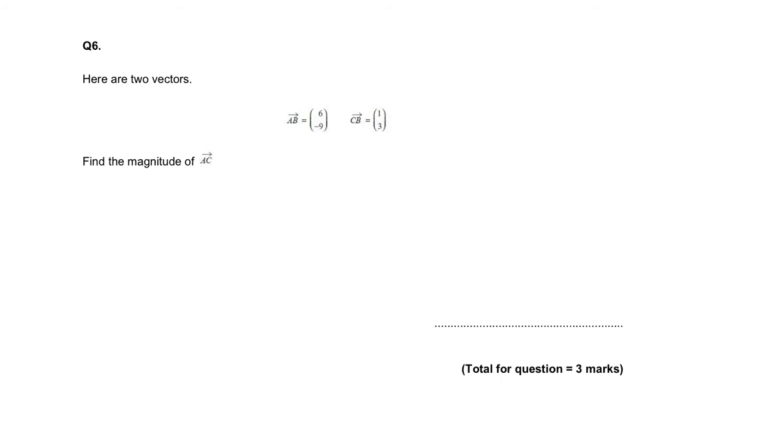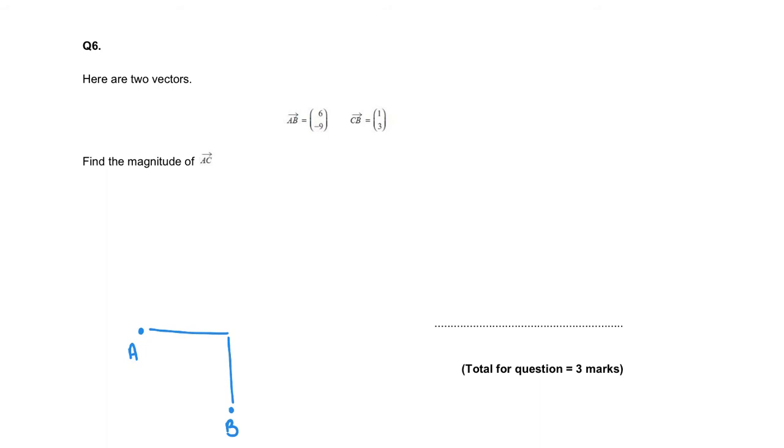Okay, so question 6. Here are 2 vectors, AB is 6, minus 9, and CB is 1, 3. Now look at the directions. If I was to actually draw this, if you think this is A, this is saying I go across 6, down 9. I'm now at B, okay?